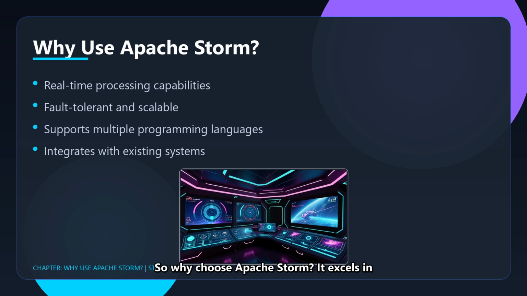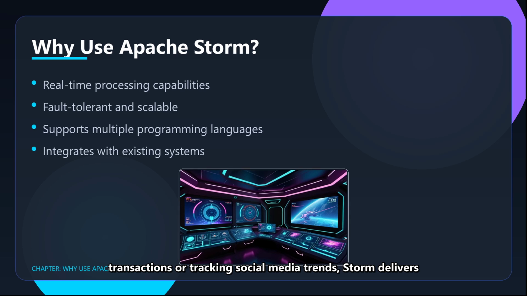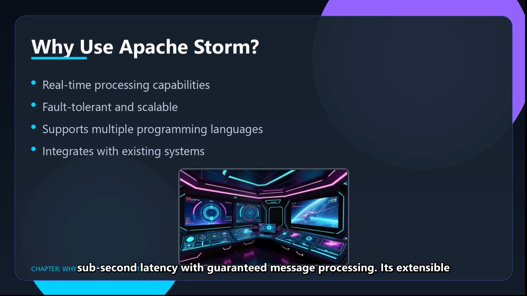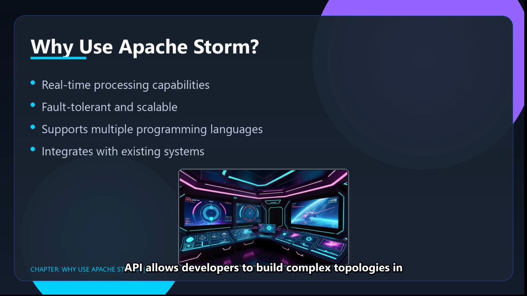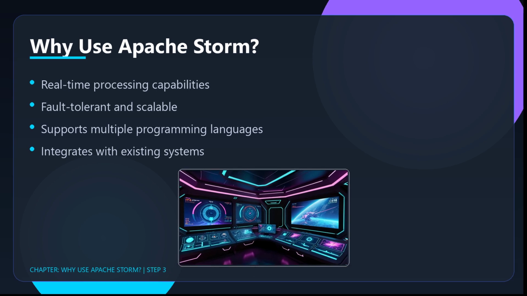So why choose Apache Storm? It excels in environments where speed matters. Whether you're monitoring live transactions or tracking social media trends, Storm delivers sub-second latency with guaranteed message processing. Its extensible API allows developers to build complex topologies in any language, making it versatile and powerful.